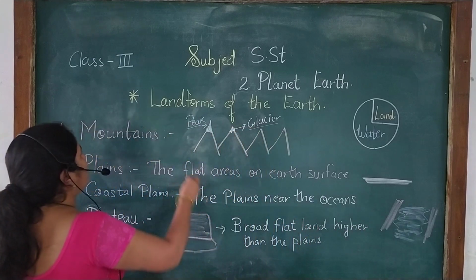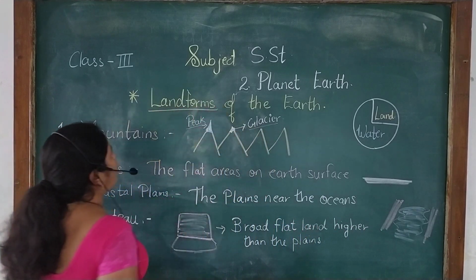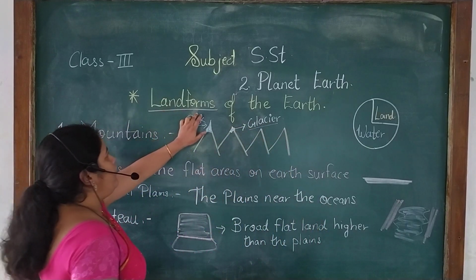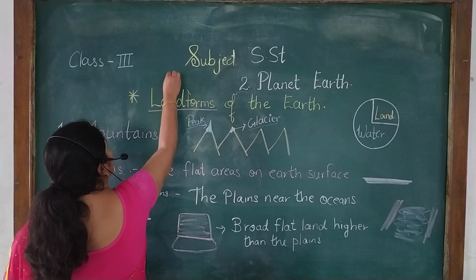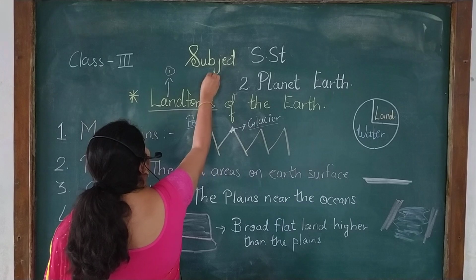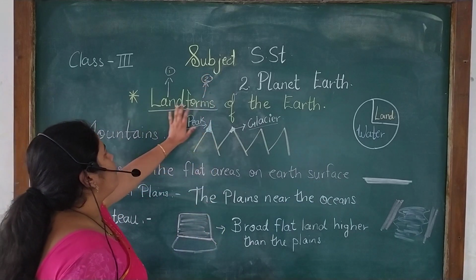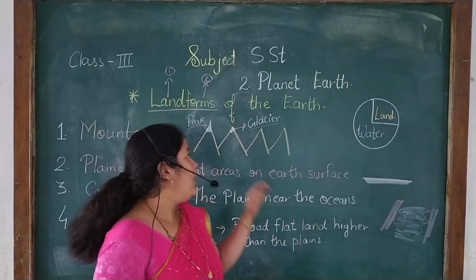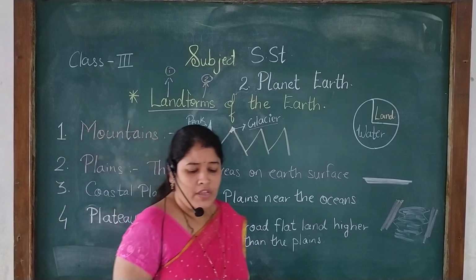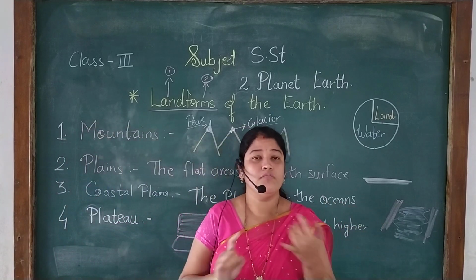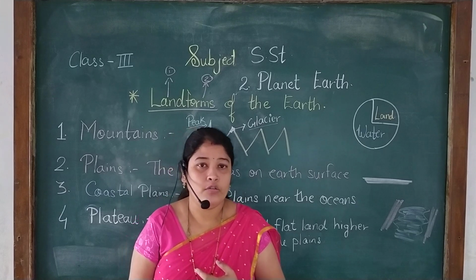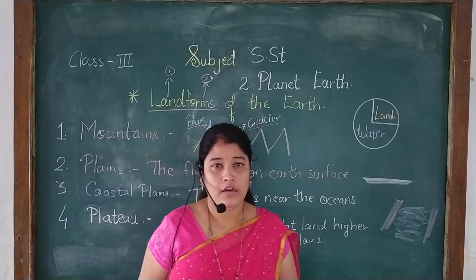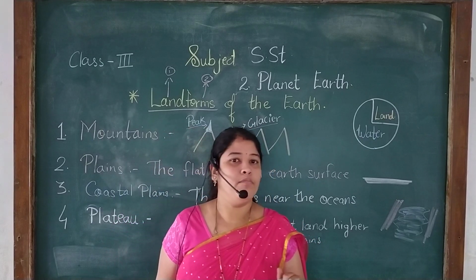Now from the name only you can understand what a landform is. First I will make you clear what is a landform. All of you know land and forms. So divide it into 2 parts, land and forms. So different forms of the land are called landforms. Now we have different types of landforms such as mountains, plains, plateaus, desert, hills, valleys, island, coastal plains. So we will see them one by one.